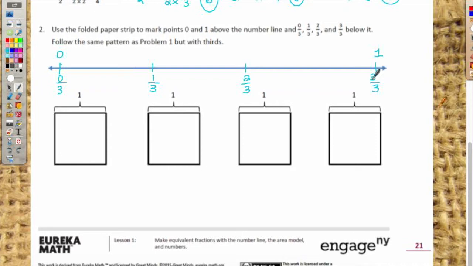And remember, 3/3 is equivalent to 1. Whenever you have a number on top of itself, it's just like 3 divided by 3.